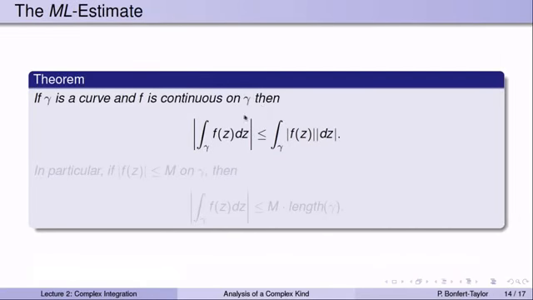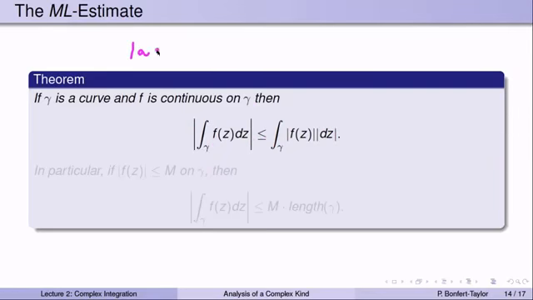Here's a great estimate. Sometimes it's impossible to find the actual value of an integral, but all we need is an upper bound. It's no bigger than some certain number. And this is called the ML estimate. Given the curve gamma and a continuous function on gamma, it can be shown that the absolute value of the integral over gamma of f of z dz is bounded above by the integral over gamma of the absolute value of f of z, absolute value dz. In other words, the absolute value can kind of be pulled to the inside.